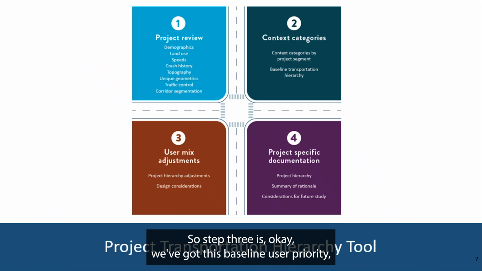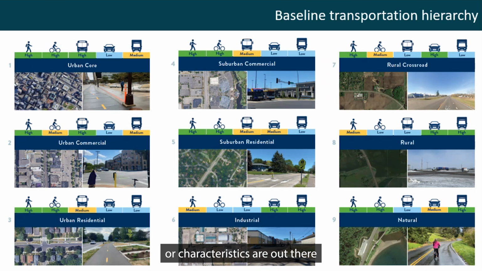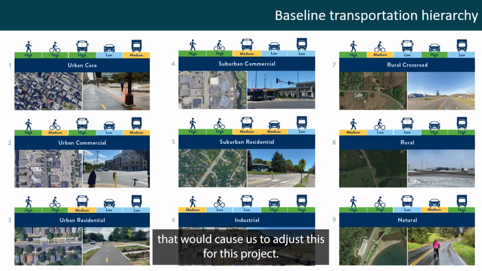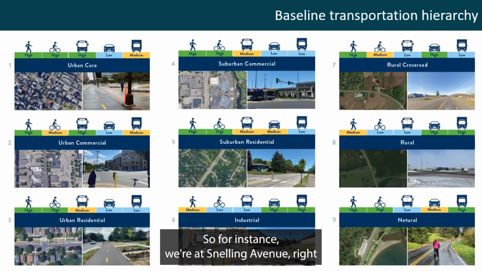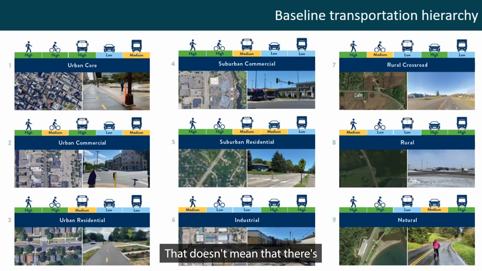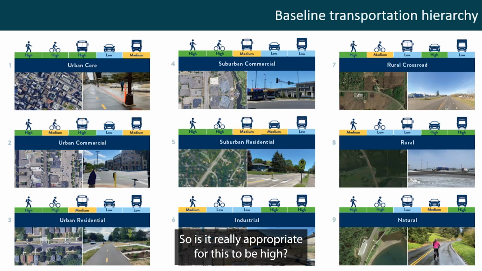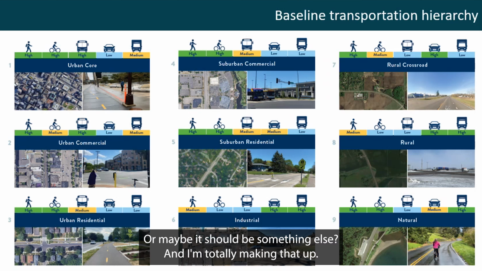So step three is, okay, we've got this baseline user priority, but we're going to do our homework. And we're going to say what factors or characteristics are out there that would cause us to adjust this for this project. So for instance, we're on Snelling Avenue right now, and maybe most of it we said is urban residential. And we do our homework and we look and we say, okay, it's not on the bike network. That doesn't mean that there's never going to be any bikes there, but it's not identified as a bike route. So is it really appropriate for this to be high, or maybe it should be something else?